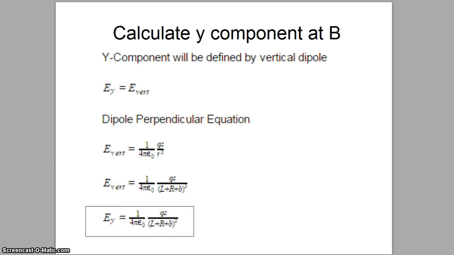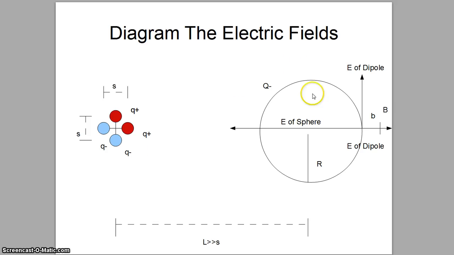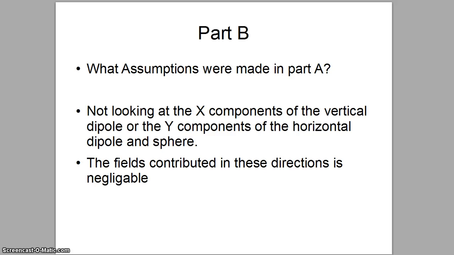That's it. Now our final part is to show this on our diagram, and here it is. We get that E of the sphere is pointing back towards our charges. E of the dipole from the positive side is pointing out, and E of the vertical dipole, positive side, is pointing up. Simple enough. Let's get to Part B. Part B asks what assumptions were made in Part A. Well, we're not looking at the x components of the vertical dipole nor the y components of the horizontal dipole and sphere. That's because these fields are mostly negligible or canceled out.